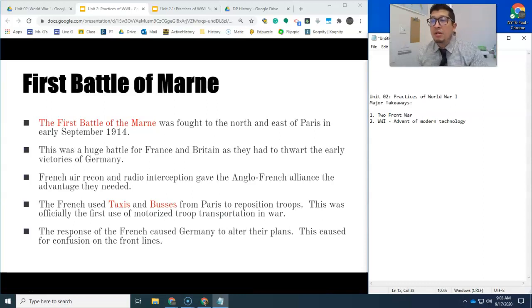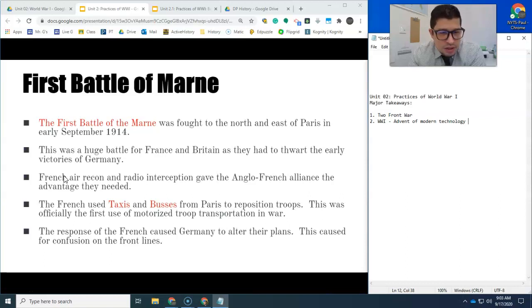The advent of modern technology. All right, we're going to see technology used in World War I that we've never seen used in war before. Things like taxis and buses, right? Motorized vehicles are going to be used in warfare, and we've never really seen that happen before. So we're going to be able to transport troops very, very quickly, which is going to change how wars are fought. And if you look now, today, transporting troops is very, very important if you're going to fight a ground war.